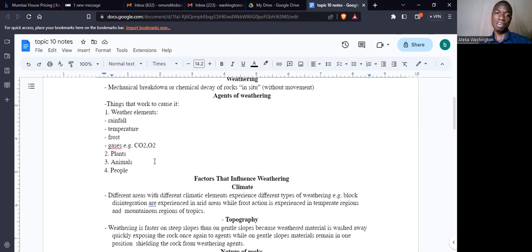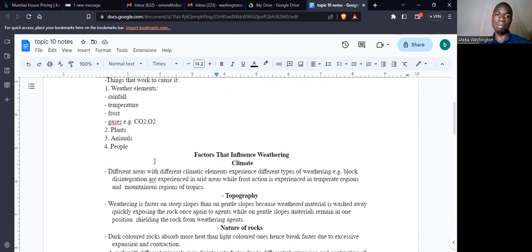Apart from that one, we have got plants. Now, in plants, we talk of expansion of roots. When plants grow, you can see a very tall plant. As it grows, the roots go deeper and deeper in the soil. As the roots penetrate, they exert some pressure on the rocks. This pressure causes the rocks to fracture. As they fracture, we call it weathering.